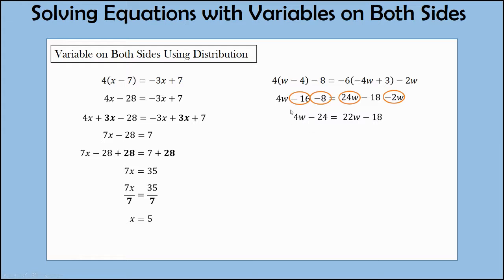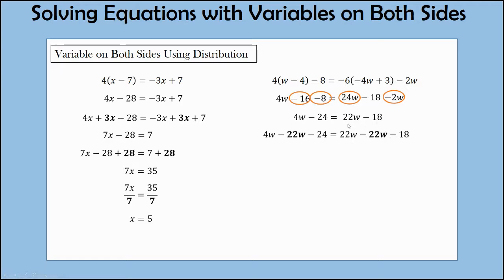Now I notice I got a 4w term on the left and a 22w on the right. I can't have w's on each side, so one of them I got to make a 0. And again, what I like to do is solve left to right. So I'm going to subtract a 22w from both sides. Now you could have subtracted a 4w from both sides. You're going to get the same answer, guys. You can try it if you'd like and you'll see.